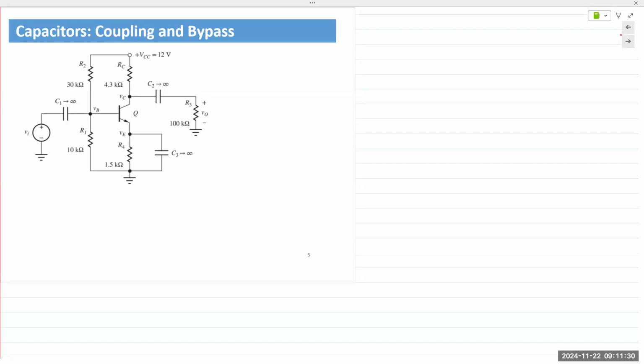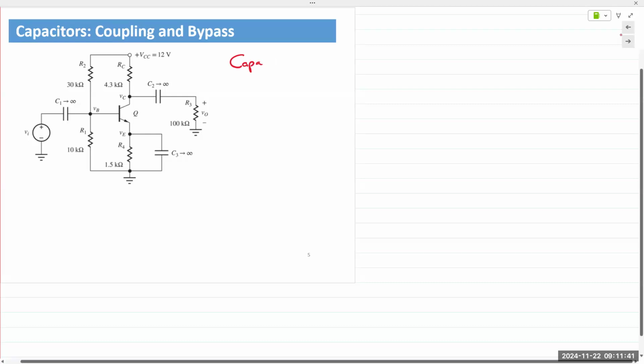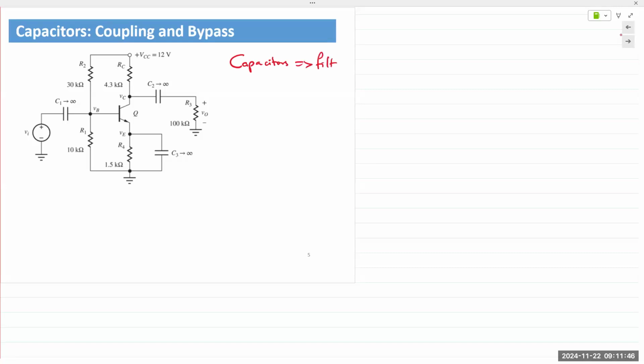And the way we can separate these out is by the addition of capacitors. So when we add capacitors in there, we are applying the filtering property of capacitors. Okay, so we're using the capacitor as a filter. Now, here you can see there are three capacitors, C1, C2, and C3. All three of them have the same purpose. The functionality is the same. The result is slightly different.